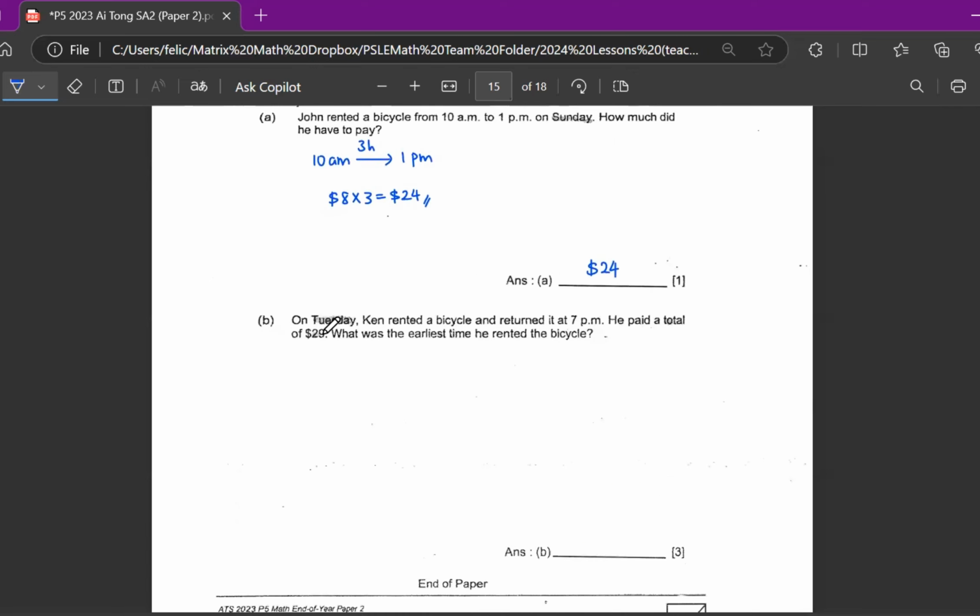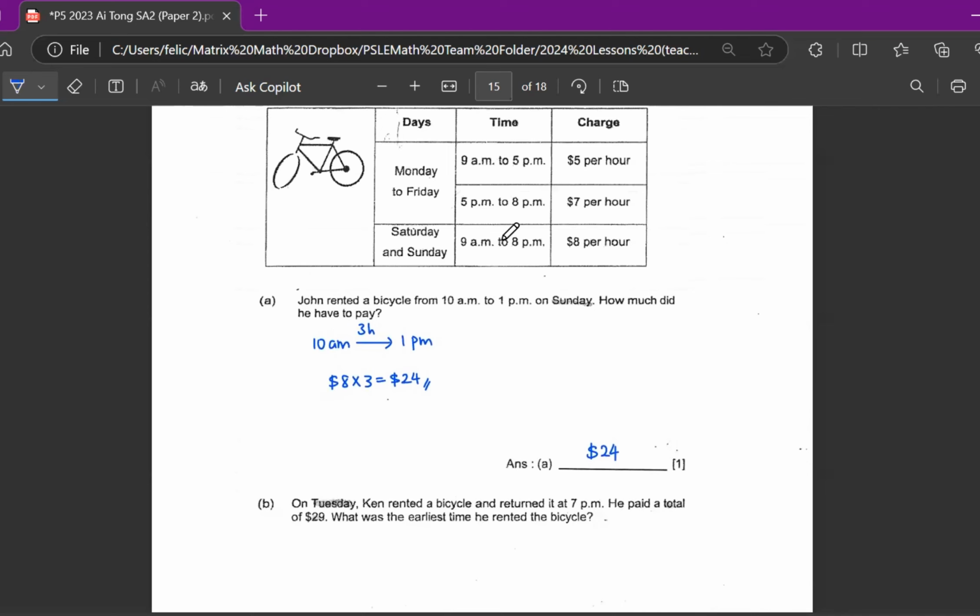Now on Tuesday. Tuesday is a weekday, and a weekday is a bit more challenging because there are two different pricing. Ken rented a bicycle and he only returned it at 7 p.m. He paid a total of $29. What was the earliest time he rented the bike? So he returned at 7 p.m. Now you notice 7 p.m. should fall within this time range already.